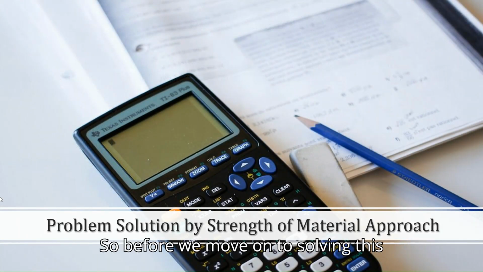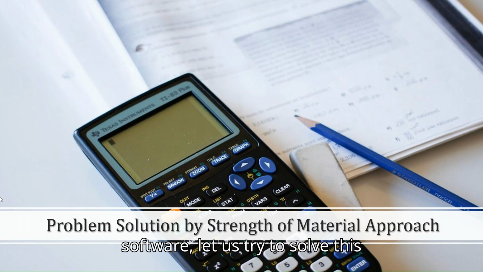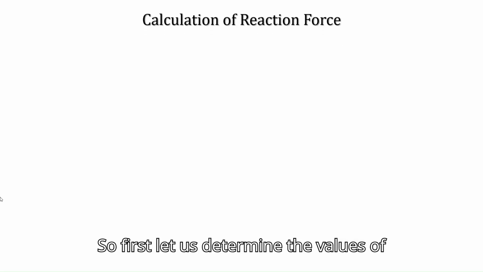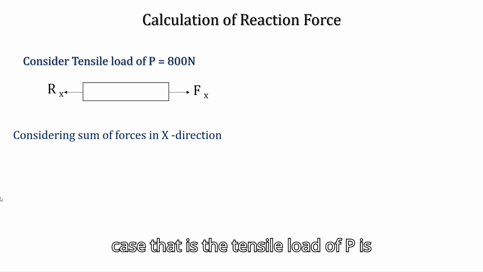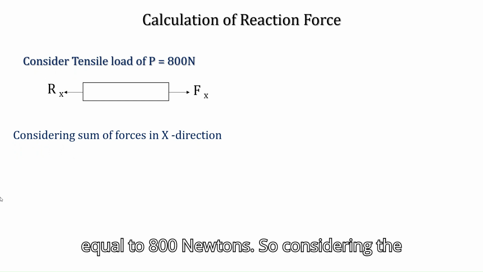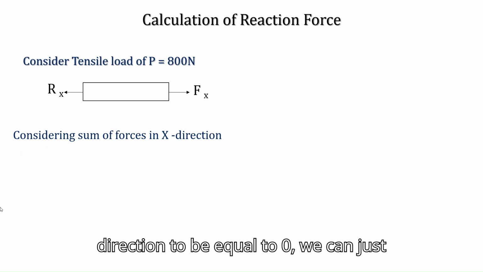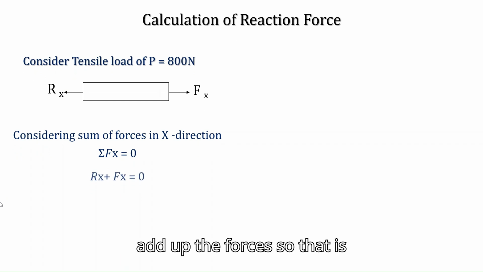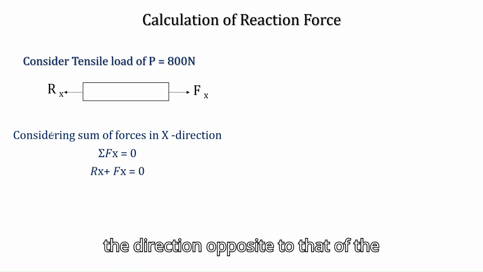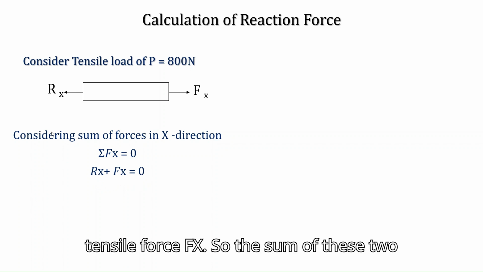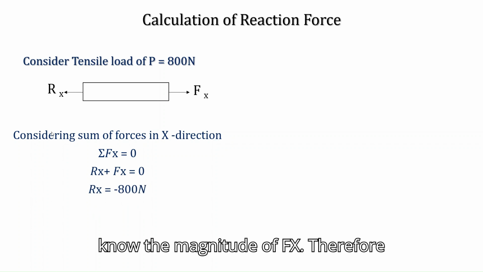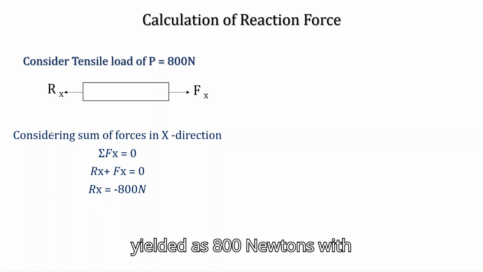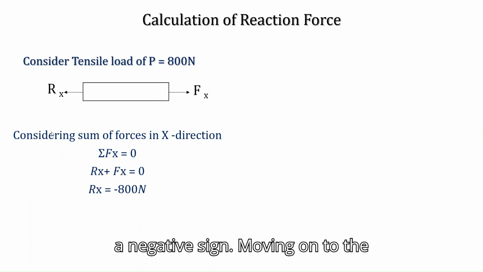Before we move on to solving this problem statement using the ANSYS APDL software, let us try to solve this using the strength of material approach. First, let us determine the values of the reaction force at the support. In the first case, that is the tensile load of P equal to 800 newtons, considering the sum of the forces in the x direction to be equal to 0, we can just add up the forces. The reaction force Rx acts in the direction opposite to that of the tensile force Fx. So the sum of these two forces will be equal to 0, upon which we know the magnitude of Fx. Therefore, the reaction force in the x direction is yielded as 800 newtons with a negative sign.